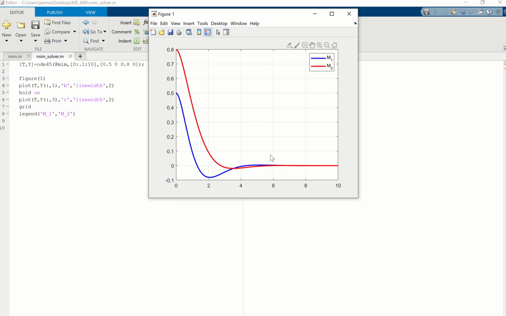This problem is gonna take another class or two because it's very comprehensive. Then after finishing this, I'm gonna teach you how to design the observer. Okay, so this class continues this MIMO system design.